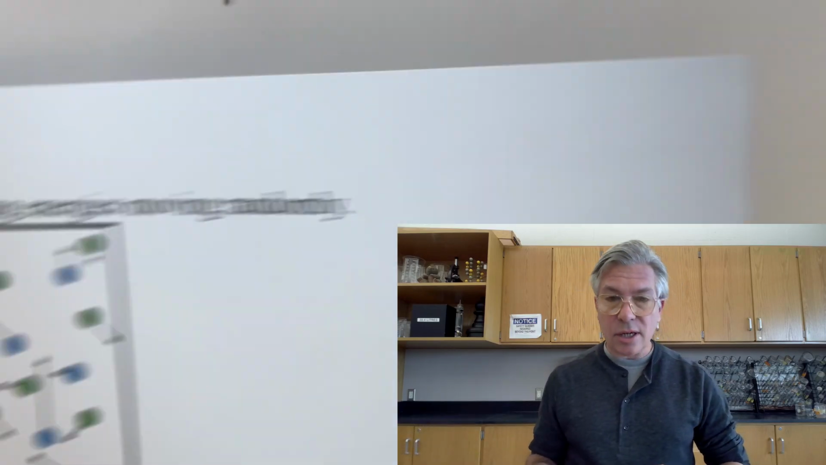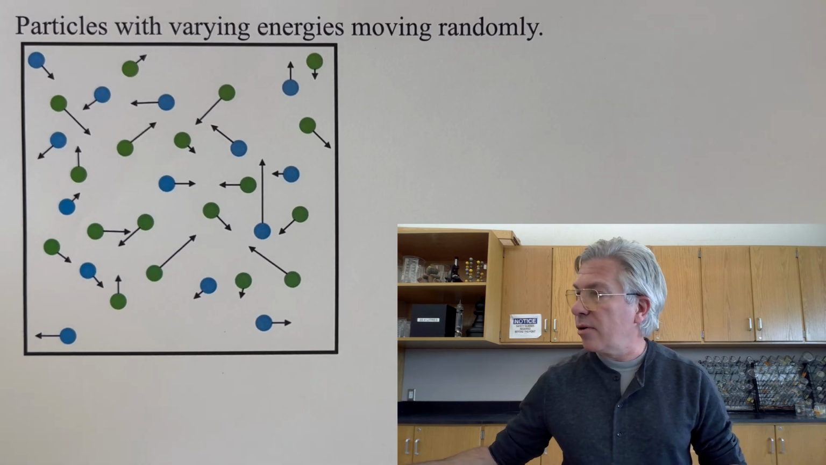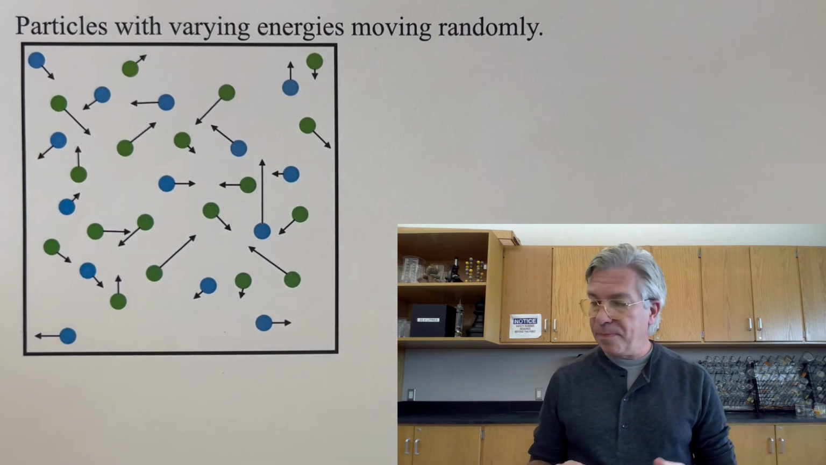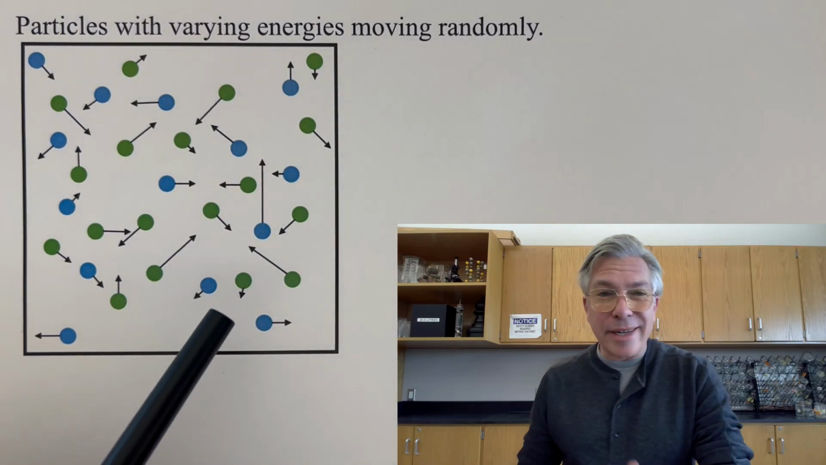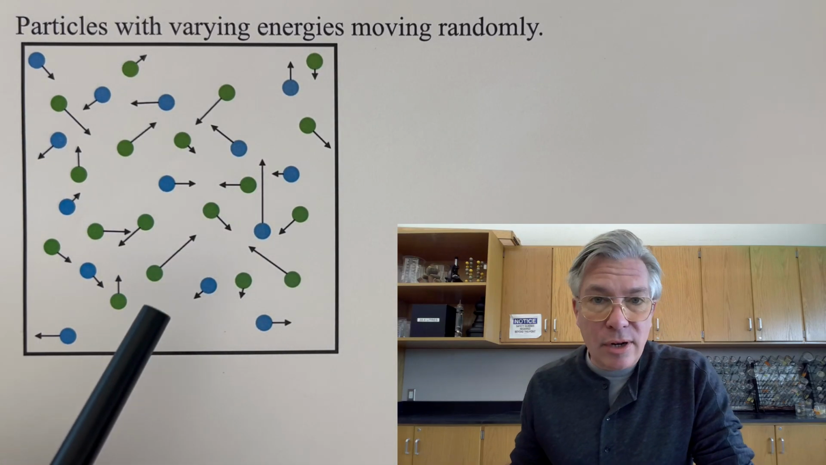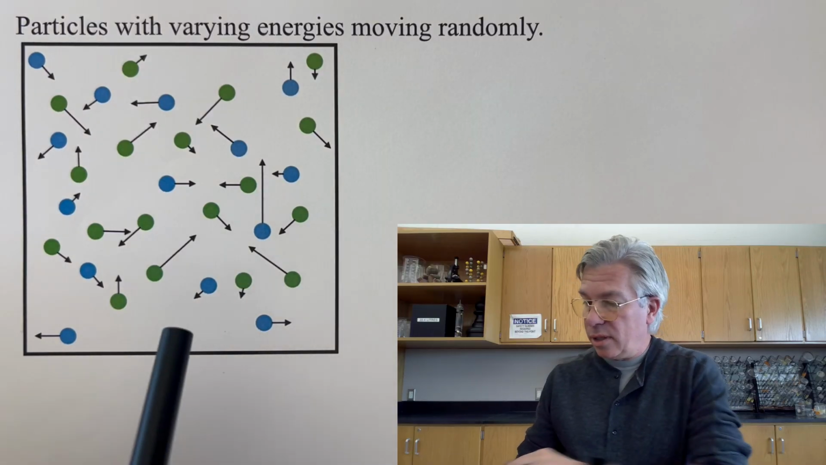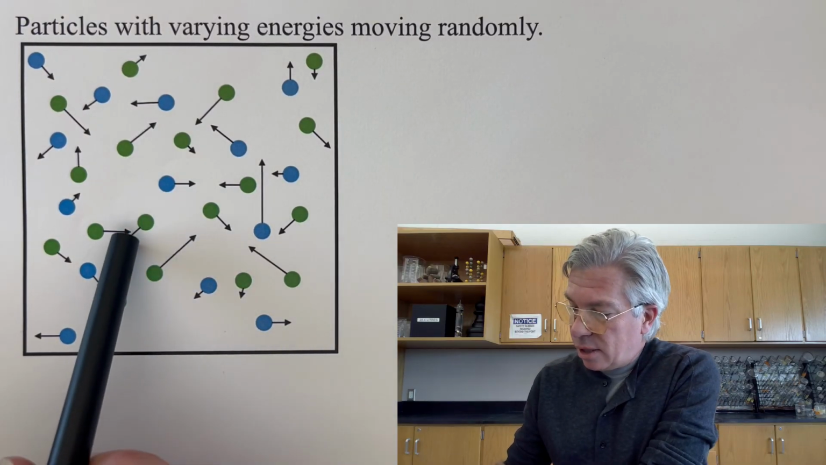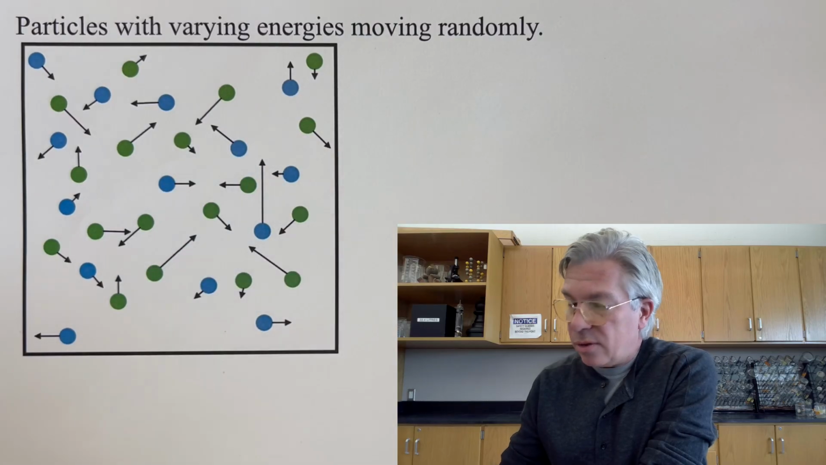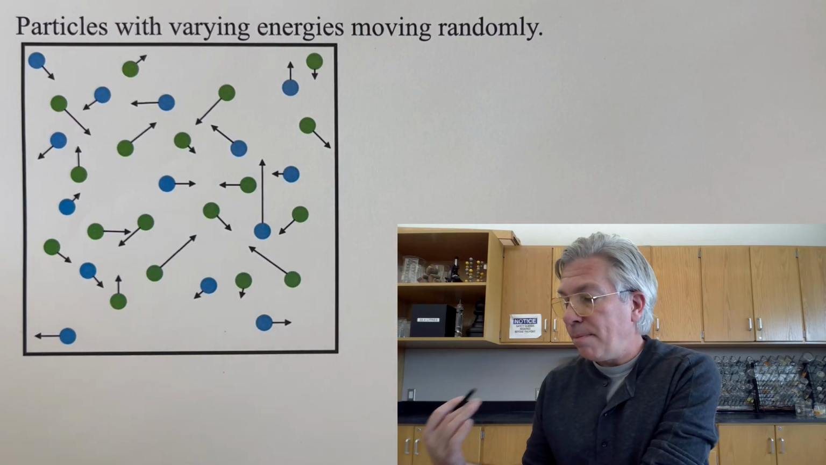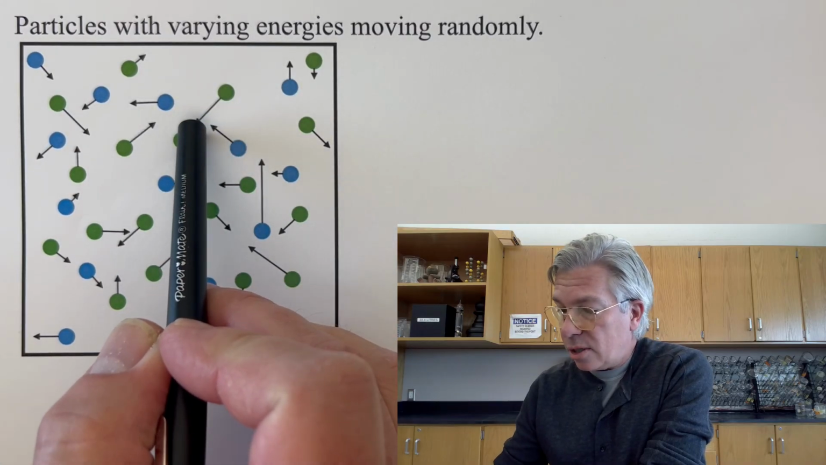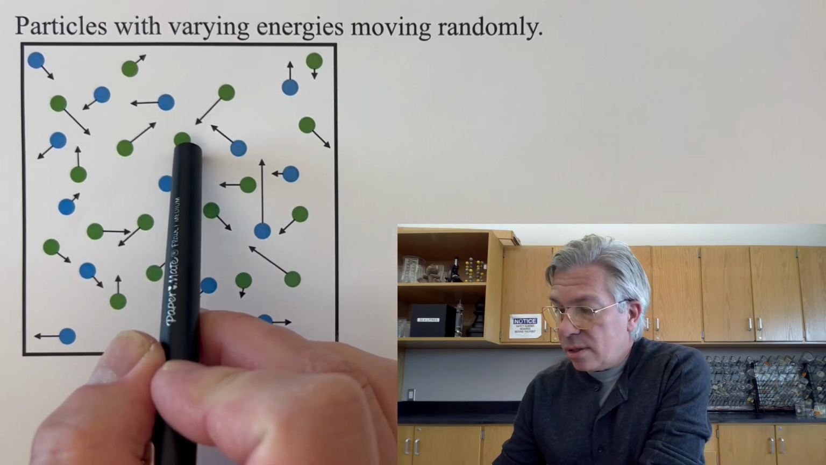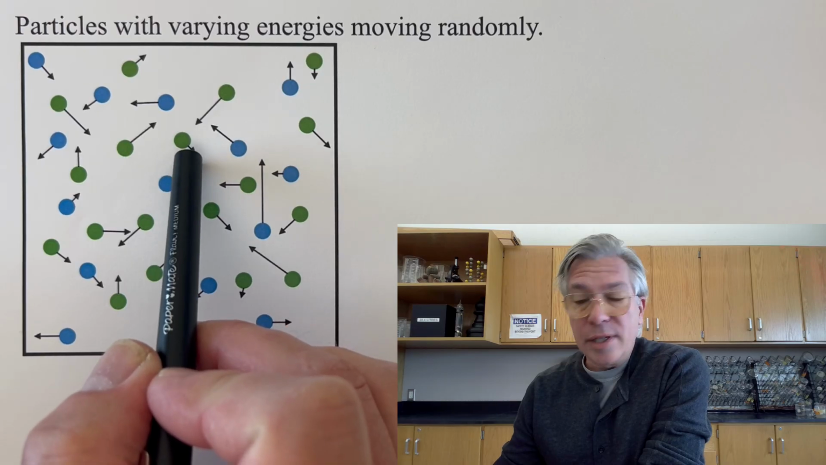All right, let's talk about that kinetic energy. Here's a diagram showing a bunch of particles with varying energies moving randomly. And I show this to you because you're likely to see pictures, diagrams like this on an AP exam or your exam, where there's little arrows coming off of these particles. And those little arrows are trying to represent maybe what kind of speed or kinetic energy they have. So something with a longer arrow would be moving faster, something with a shorter arrow would be moving slower.